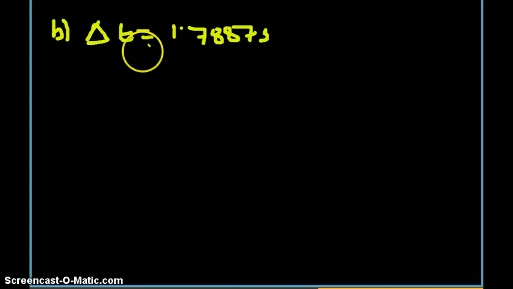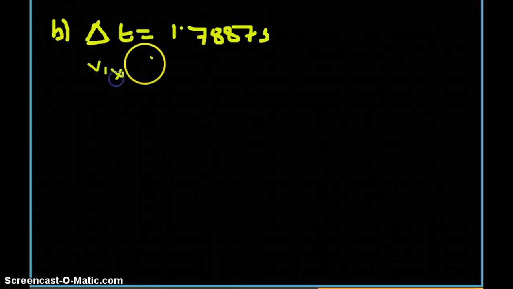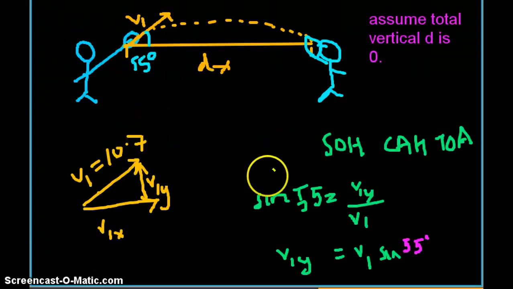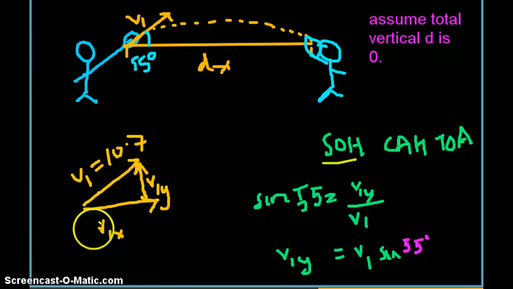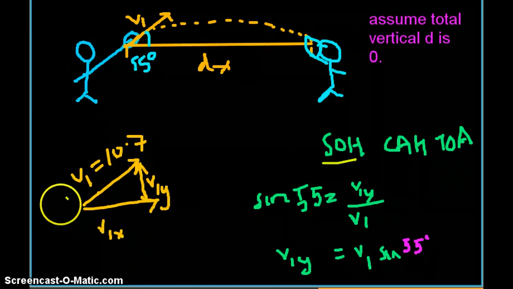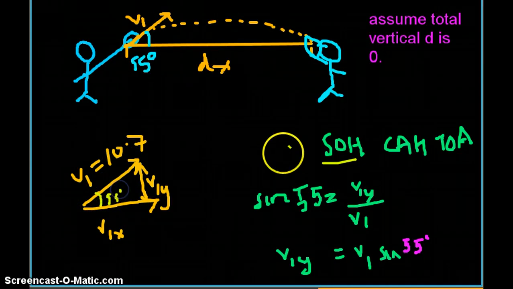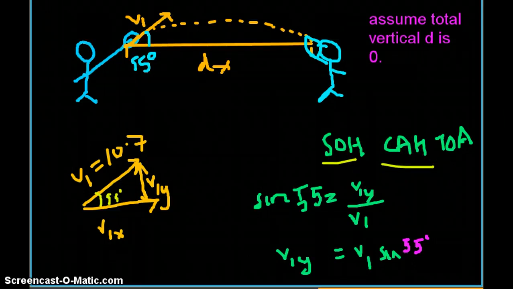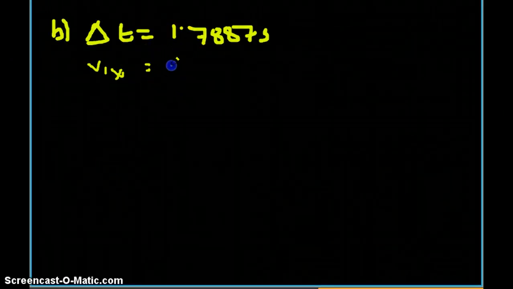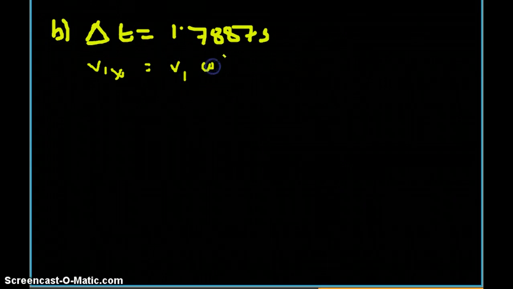So we're not concerned with anything in the y direction. So what else do we know? We know what v1x is, right? Because we can figure that out from our little trig triangle we had here. For the y direction we used the sine relationship, but for the x direction you can see that this is the adjacent, this is the hypotenuse, and we have the angle here which is 55. So I can use the cosine relationship. So it basically is equal to v1 times cos 55.